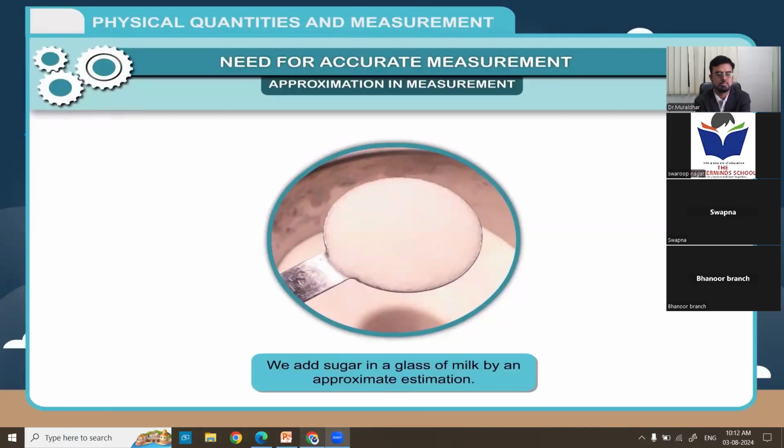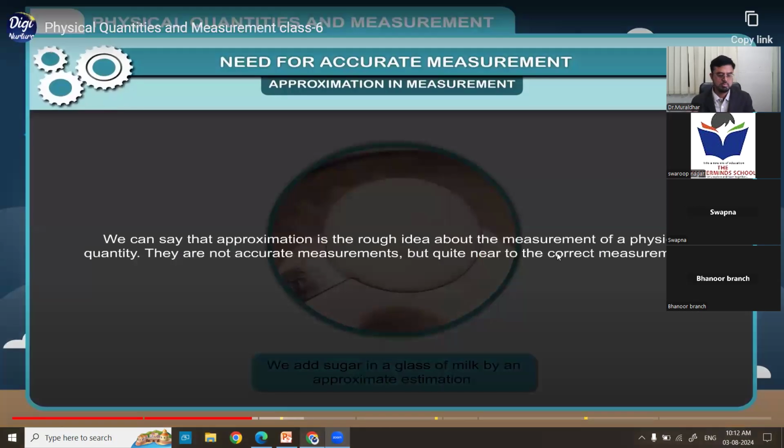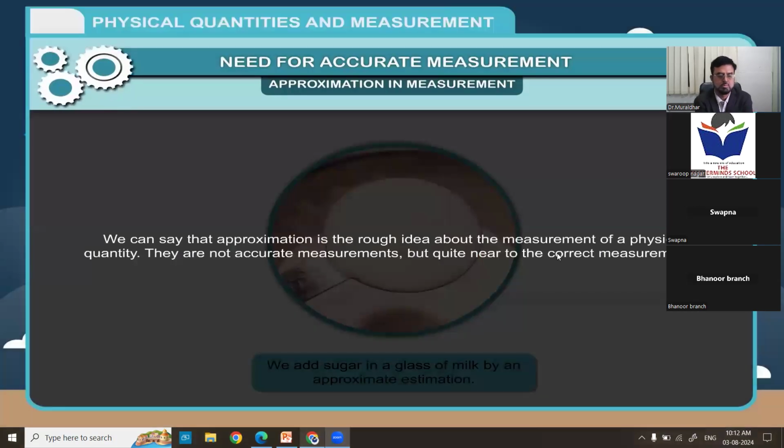Hence, we can say that approximation is the rough idea about the measurement of a physical quantity. They are not accurate measurements, but quite near to the correct measurements.